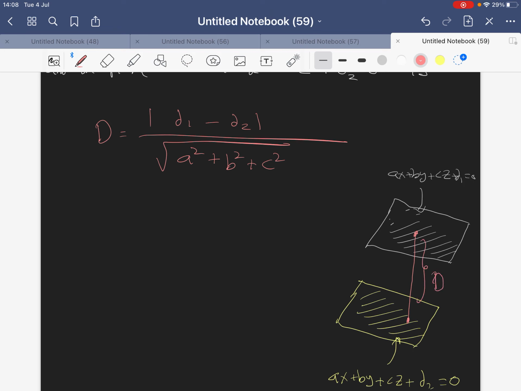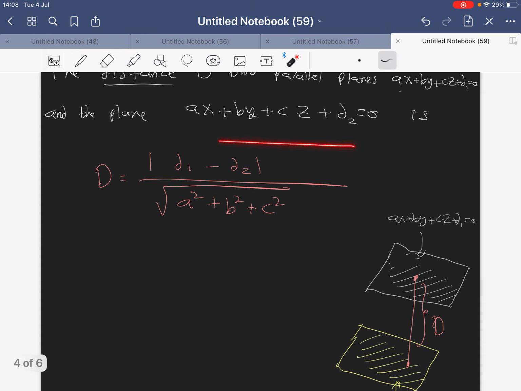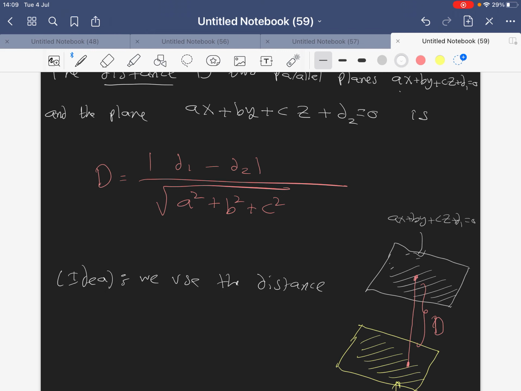And this is my d. Now, there is a formula to find the distance between two parallel planes, but where we get the idea for this formula is we use the distance between a point in the first plane and the second.